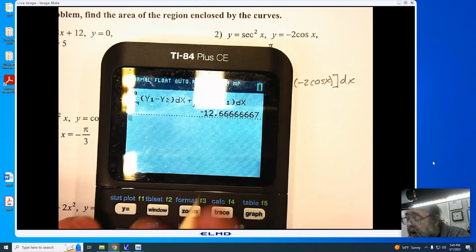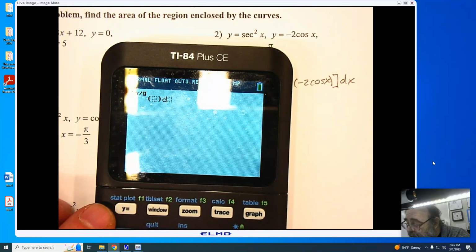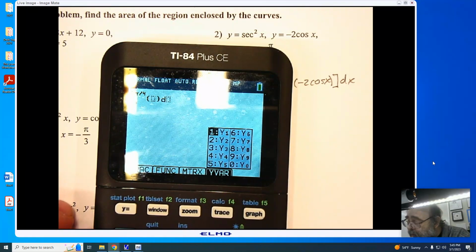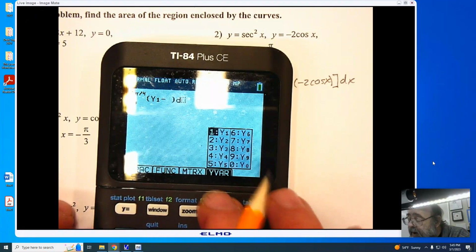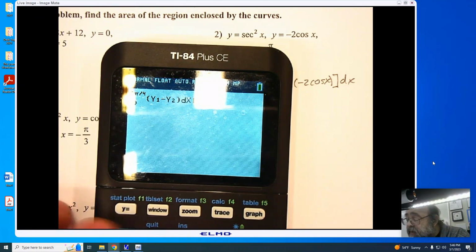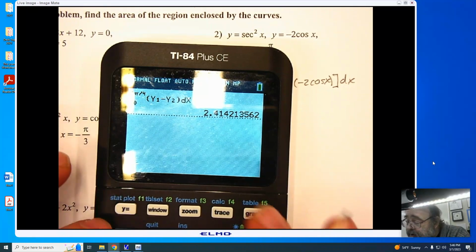Now the first option is to put this into our calculator. We're going to go to our home screen, hit math 9, and we're going from 0 to pi divided by 4. Because our first equation was the secant, I'm going to do alpha trace y1 minus alpha trace y2, dx. We hit enter, and we get our answer, 2.414.